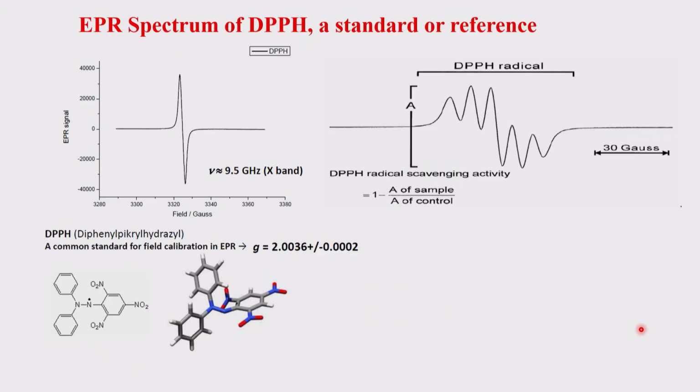Let us look at a standard molecule used in this, DPPH, diphenyl picryl hydrazyl, which is taken as g equal to 2.0036 plus or minus 0.002. This is the molecule you can see. It is used as a spin label in some cases, or as a standard, or as a reference. You can see the structure in this fashion.